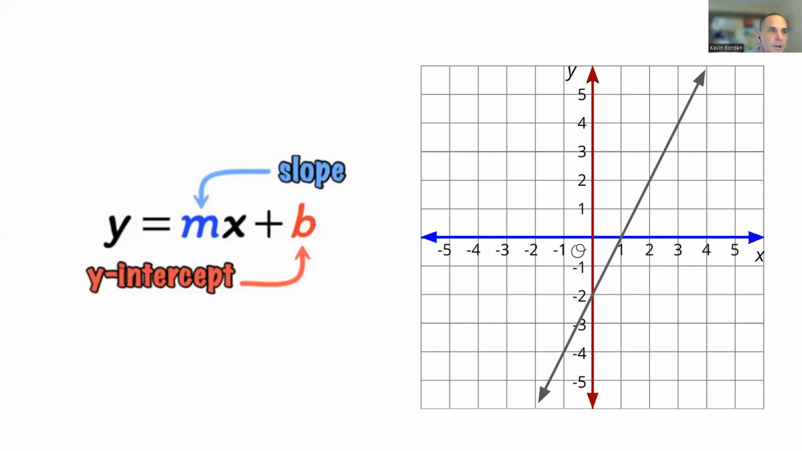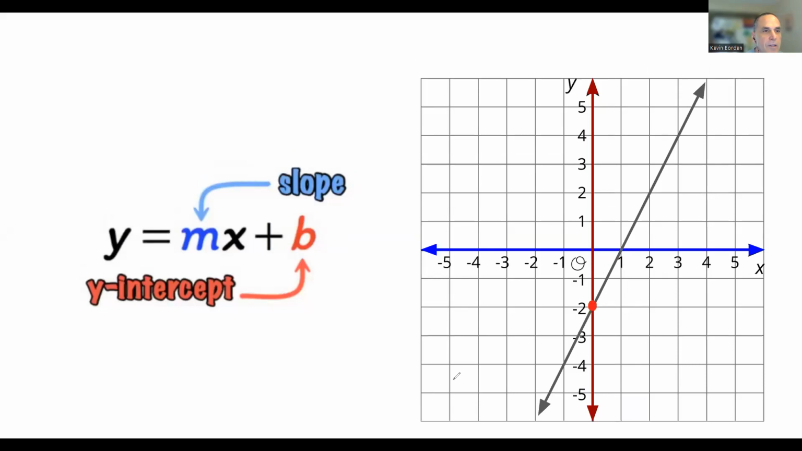I usually focus on the y-intercept first because that's a little bit easier. Notice that it crosses at -2. So -2 is going to be our b. Now I will find our slope. I'm going to pick this point and this point.